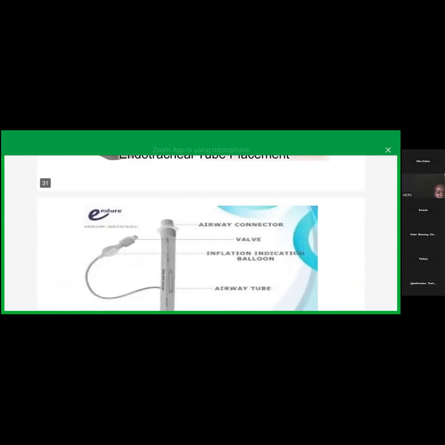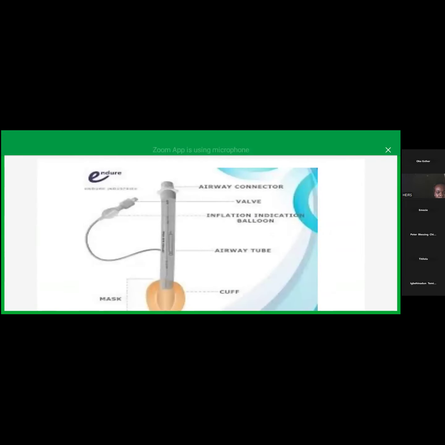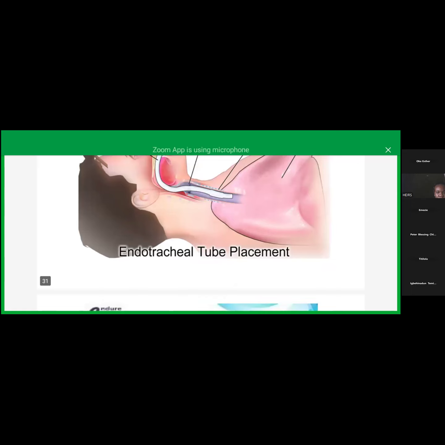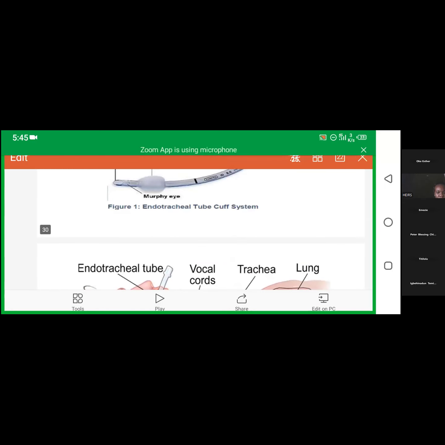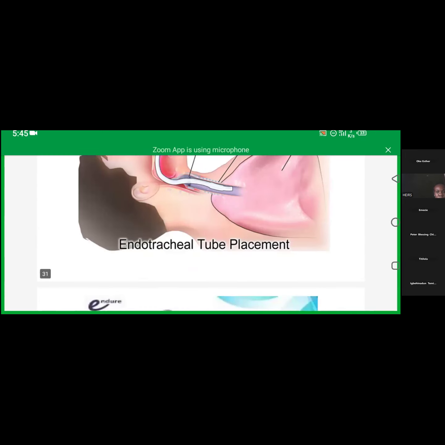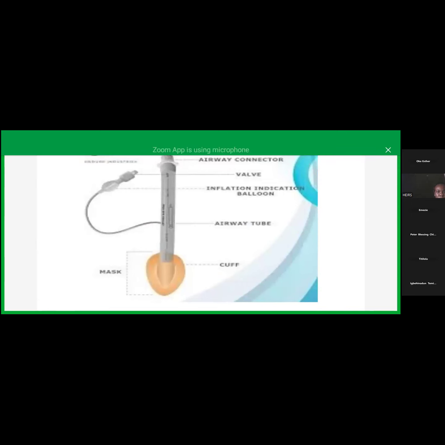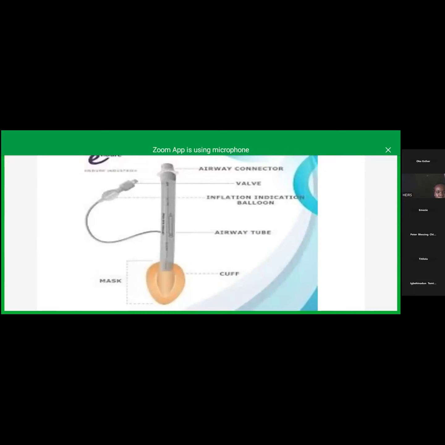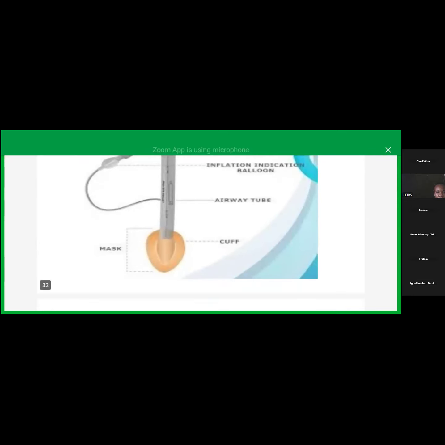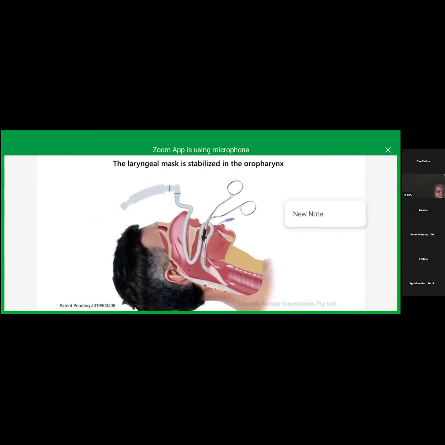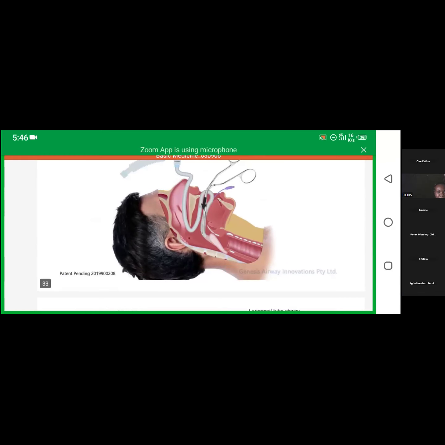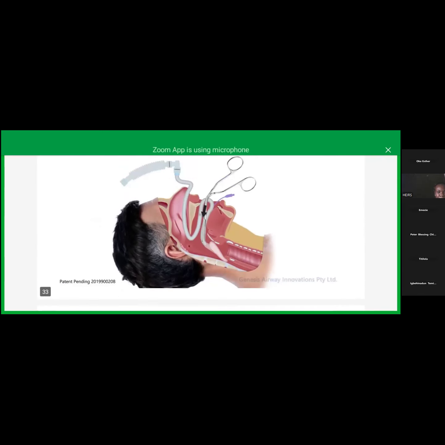So what we have here is the laryngeal mask airway. The laryngeal mask airway is what we have in here. It has a mask at the end of it. Now, a mask looks like a face mask at the end of it. So that is the laryngeal airway mask of your lecture today. When inserted, that is what it looks like.